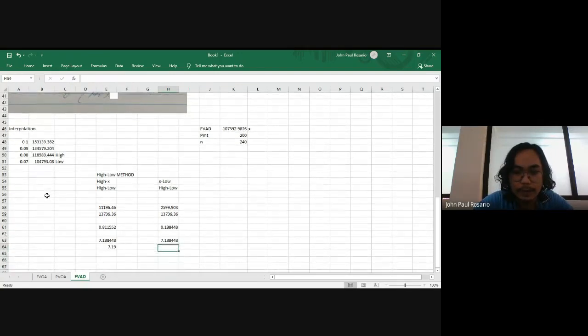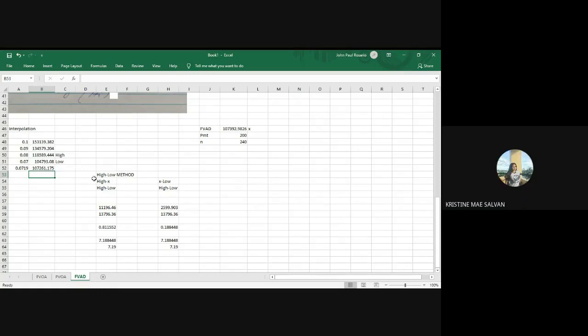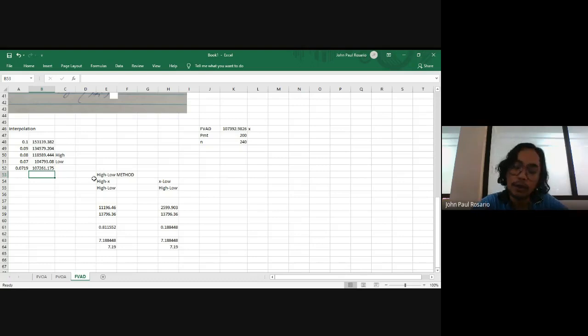So let's try 7.19. So 7.19. Okay, so our goal is 107392, right? And this is 107261. Dili pa siya sakto, tama? Yes, sir. So kay di ba ang interpolation means approximation. So dili siya accurate. So with that i-adjust nato atong nakuha sa interpolation para makuha gyud nato ang sakto nga answer.